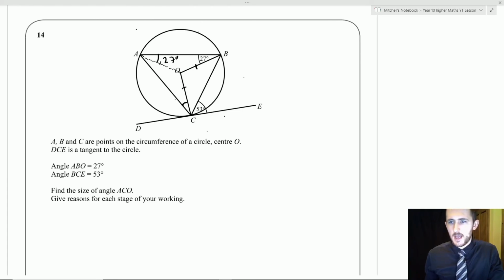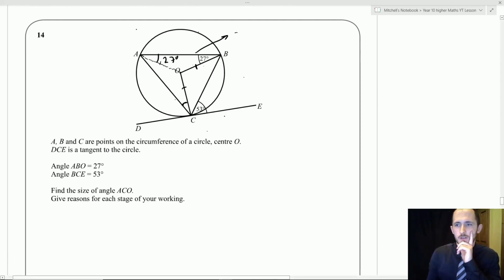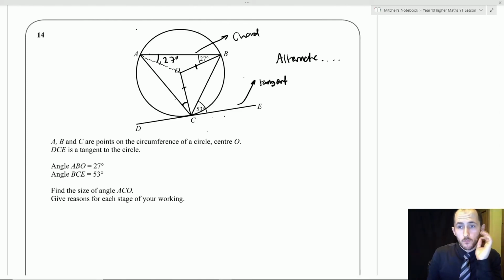Okay. And something else that I can probably do. Okay, so I know what to do next. It's just I'm worried about writing this a bit poorly, because it's going to get a bit messy. The other thing is we have a chord and we have a tangent. So I'm hoping we've programmed ourselves to now think alternate segment theorem. The angle we have is 53. So can you see that this overall angle here will also be 53 degrees?